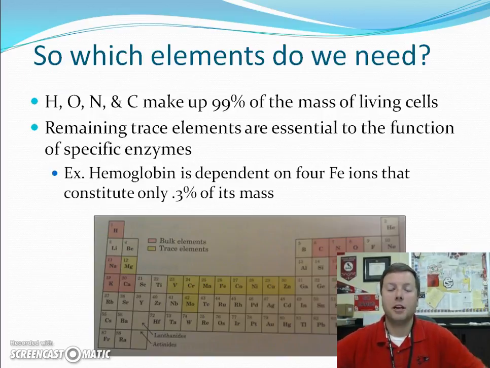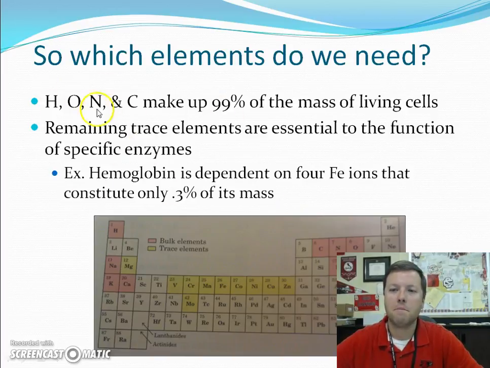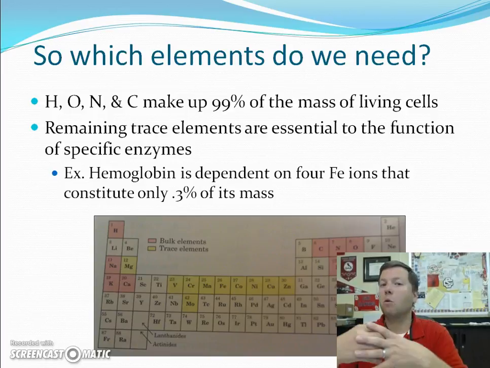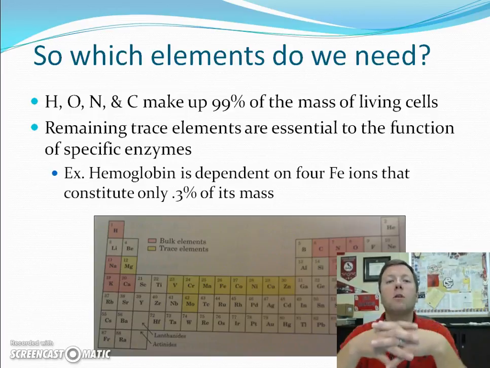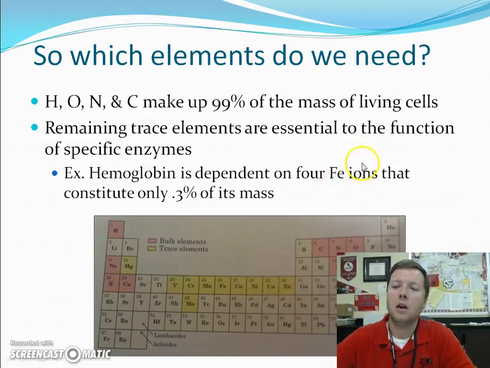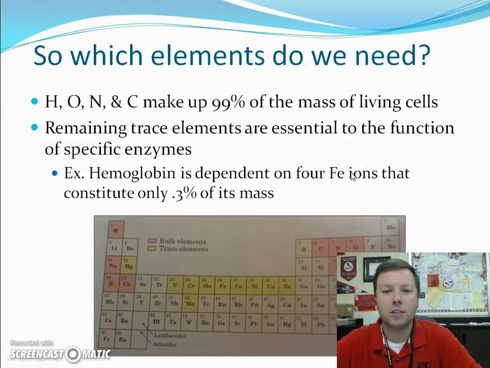So which elements do we need? Again, this is biology. These are the big three that make up the most mass of living cells. There's extra things that are in there. We're going to talk a lot about iron or hemoglobin when we get into proteins, especially quaternary proteins, that not only fold in more than one level, but also form with other proteins to make super proteins. And that's where hemoglobin comes in, and iron or Fe, those ions, have a lot to do with that.